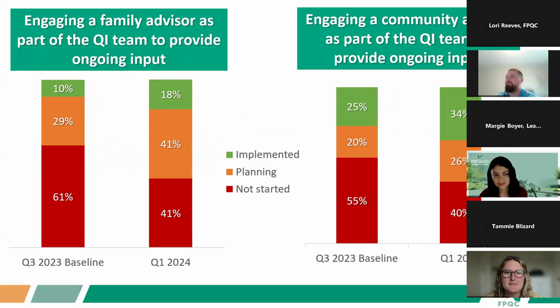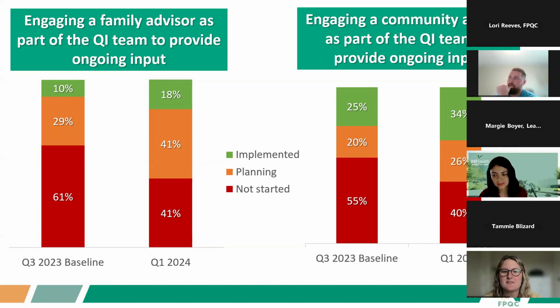On the left, you can see the percentage of hospitals that are engaging a family advisor. We've gone up slightly from baseline, but right now we have 18% of hospitals actually engaging a family advisor. And on the right, you can see now in this Q1 that we have 34% of hospitals engaging a community advisor as part of their QI team. So that number is still pretty low. We still have some improvement to go.